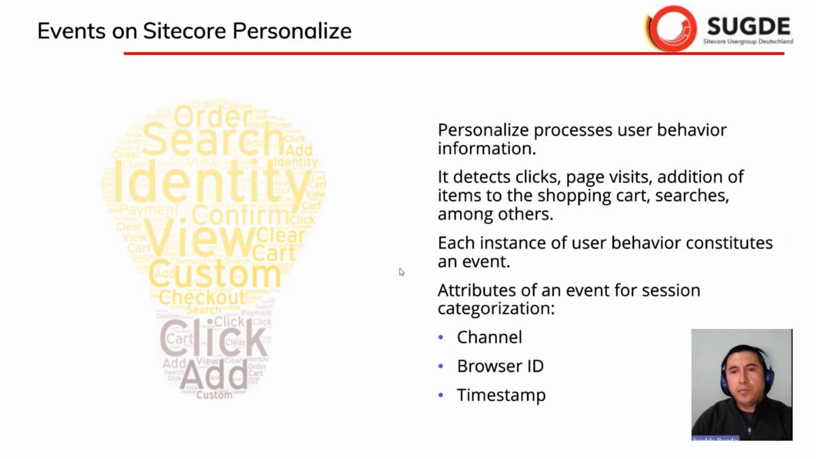Now, an important thing about Sitecore Personalize is the events. What are the events in Sitecore Personalize? Events are what Personalize processes, and they describe what the user does on our site, the behavior information. For example, an event could be a click, a page visit, or an addition to the cart if you are shopping for something, and so on. All those events can be tracked and saved on the system, and with those events, we can do many things.